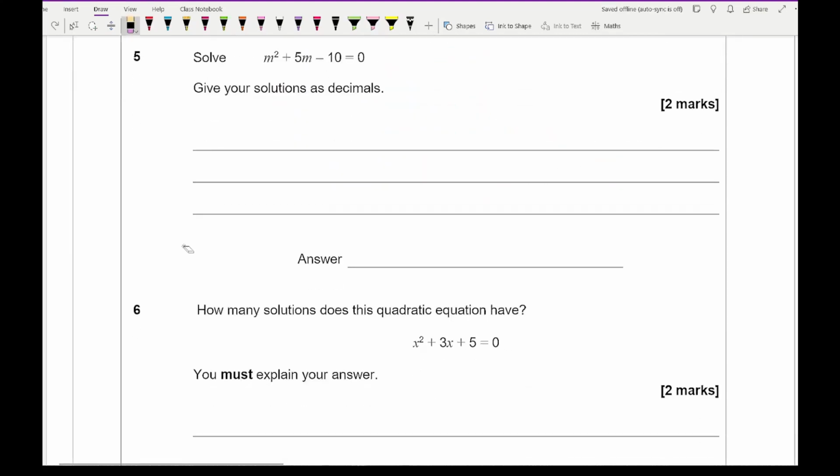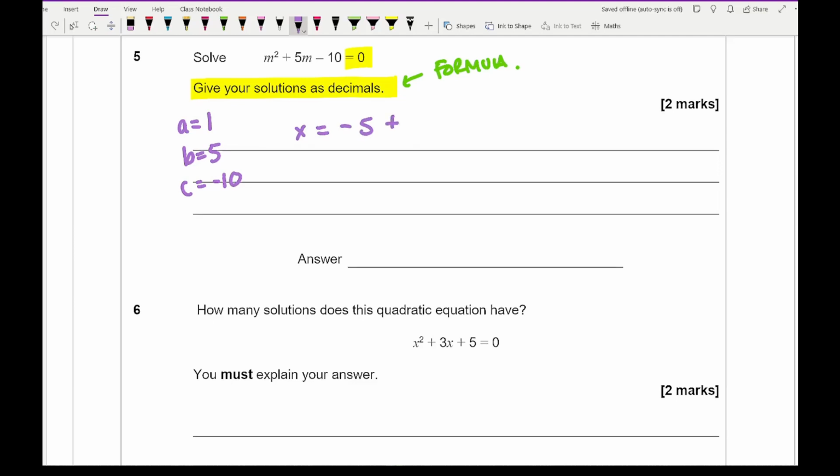Then moving on to question 5, it says solve m² + 5m - 10 = 0 and give your answers as decimals. Now because it mentions this, I'm not going to worry about factorizing. I'm just going to go straight into using the quadratic formula. So again, first things first, make sure it's equal to 0 and then state your A, B, C values. So A = 1, B = positive 5 and C = negative 10. So then substituting numbers into the formula, it's going to be -5 ± √(5² - 4 × 1 × -10), all divided by 2 × 1.